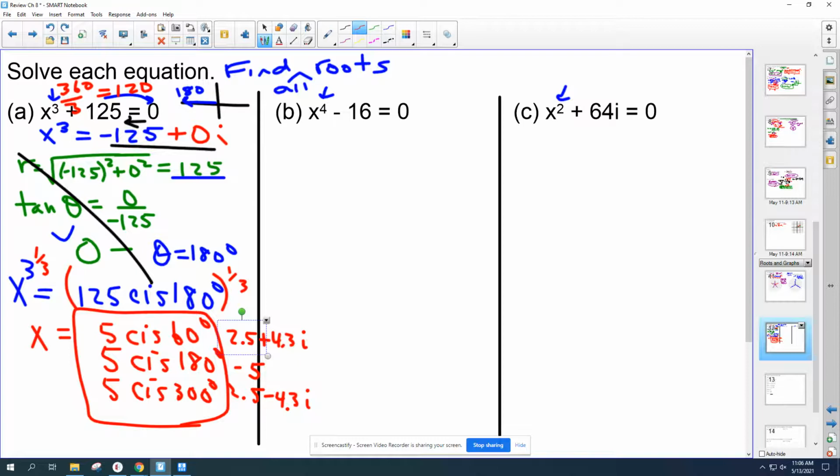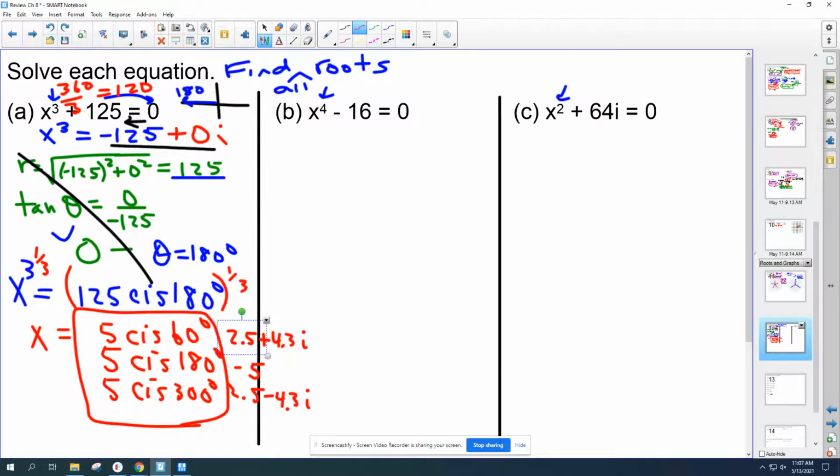Yes? Okay, say that louder, please. Personally, yes, but the test is probably going to be multiple choice. So you just have to do whatever it says. Does it want polar? Does it want rectangular? Make sure you do what it says.